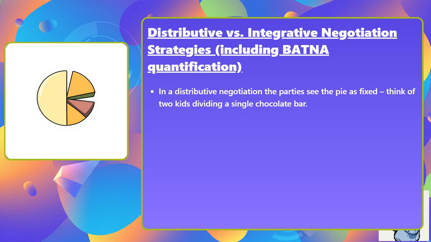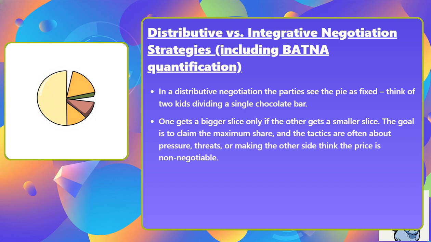In a distributive negotiation, the parties see the pie as fixed. Think of two kids dividing a single chocolate bar. One gets a bigger slice only if the other gets a smaller slice. The goal is to claim the maximum share, and the tactics are often about pressure, threats, or making the other side think the price is non-negotiable.